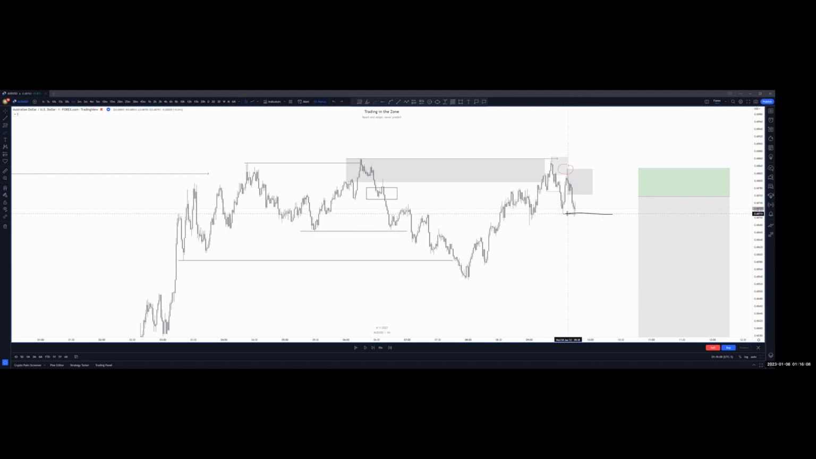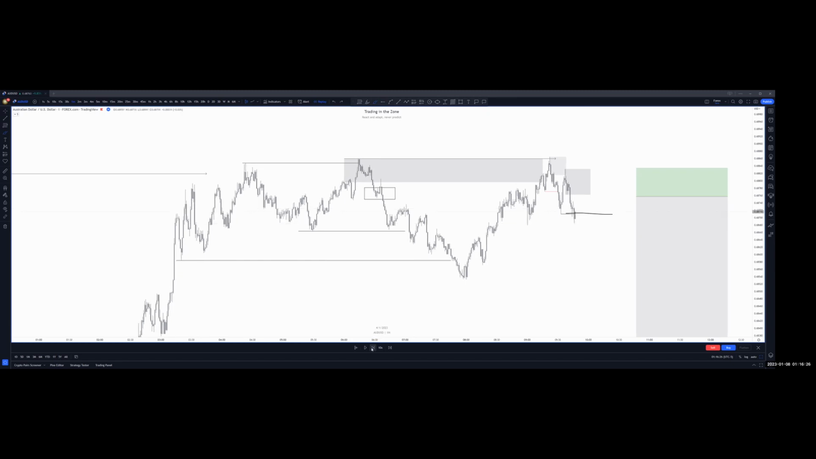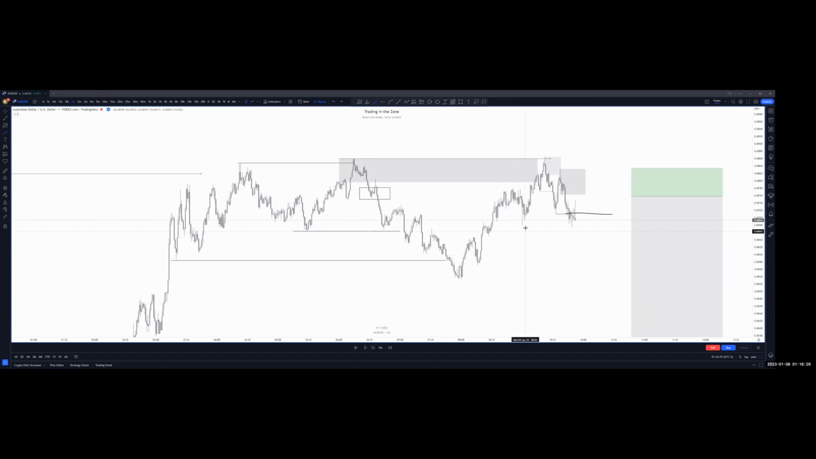It's not the greatest demand because it hasn't really broken anything structurally, but price has reacted from here, so that is a demand. And then once we play back into this zone right here, this is a further break right here. I don't think I have this in my charts. So that's two.